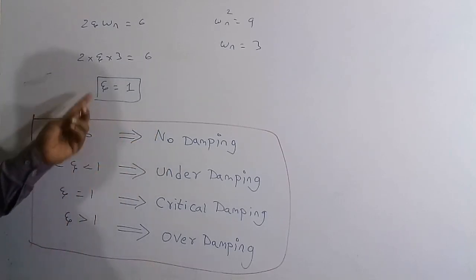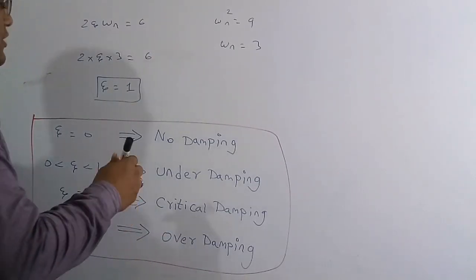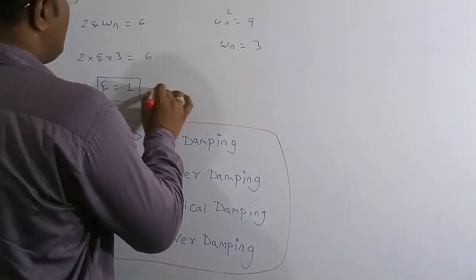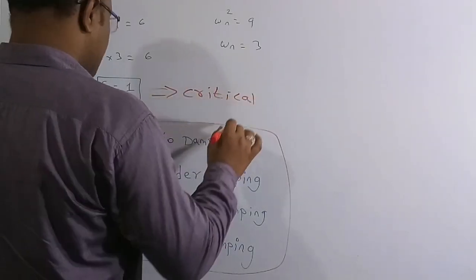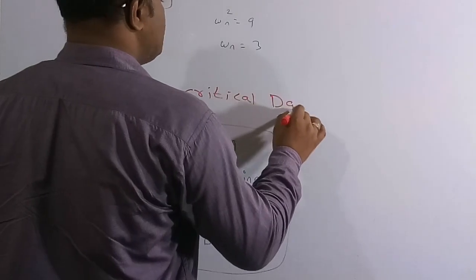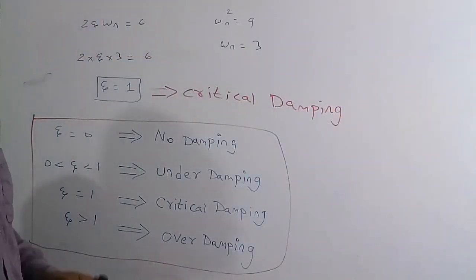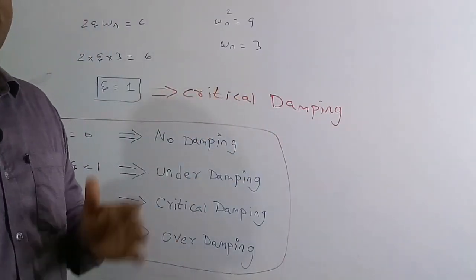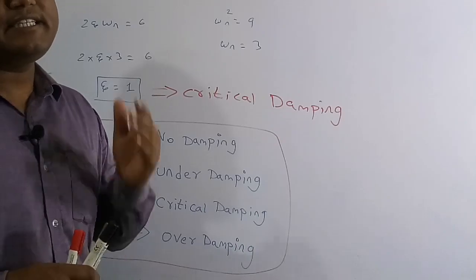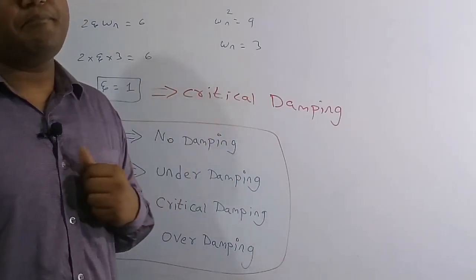If you see carefully here, zeta is equal to 1, so it is critical damping. Whatever the system, we are going to get no oscillations, and the response also comes to steady state in a very short amount of time. Within less time we get the steady state value without any oscillations. This is called critical damping.